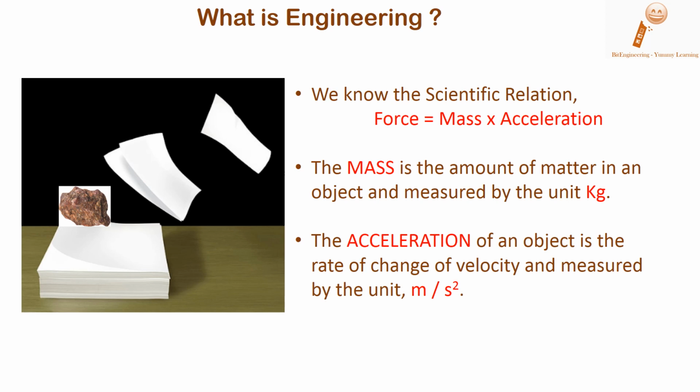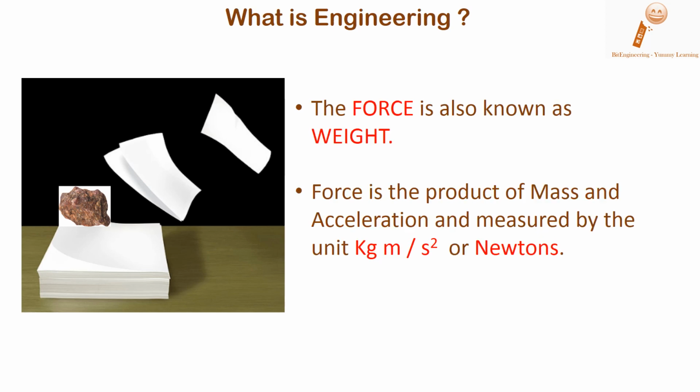The mass is the amount of matter in an object and measured by the unit kilograms. The acceleration is the rate of change of velocity and measured by the unit meters per second square. The force is also known as weight. It is then the product of mass and acceleration and measured by the unit kilogram meter per second square or newtons.